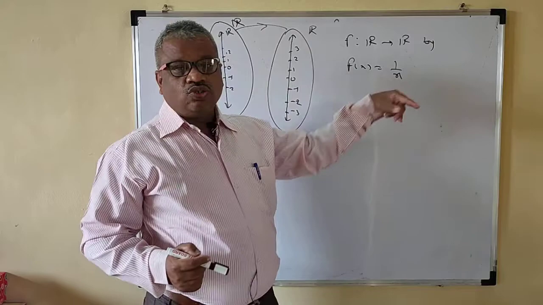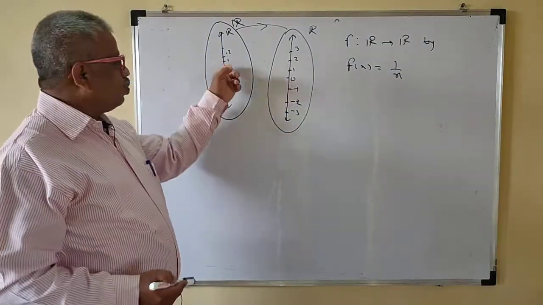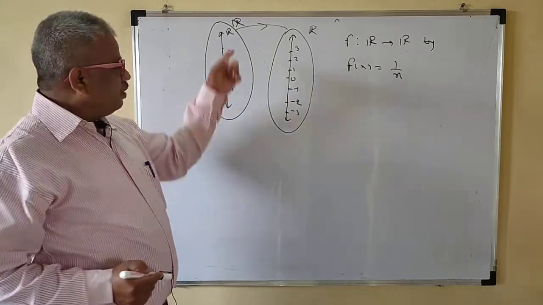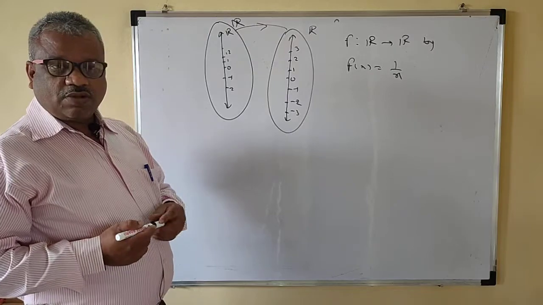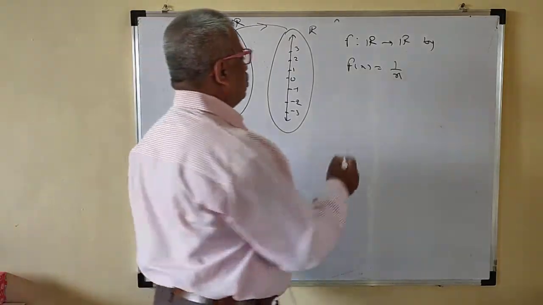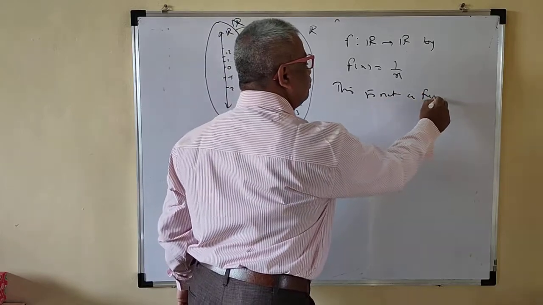That means 0 is not related to any element of the codomain. So 0 has no image. So that means there is one element which has no image. So that means it is not a function. So this is not a function.